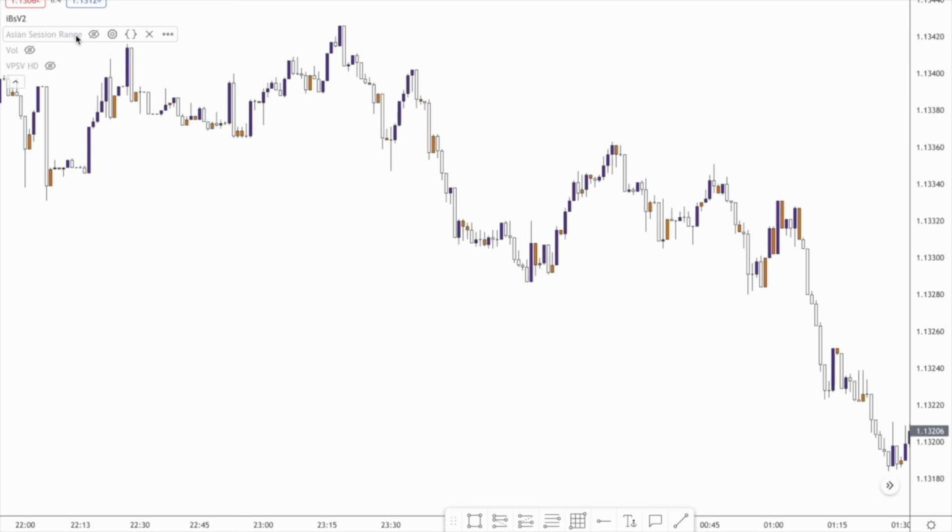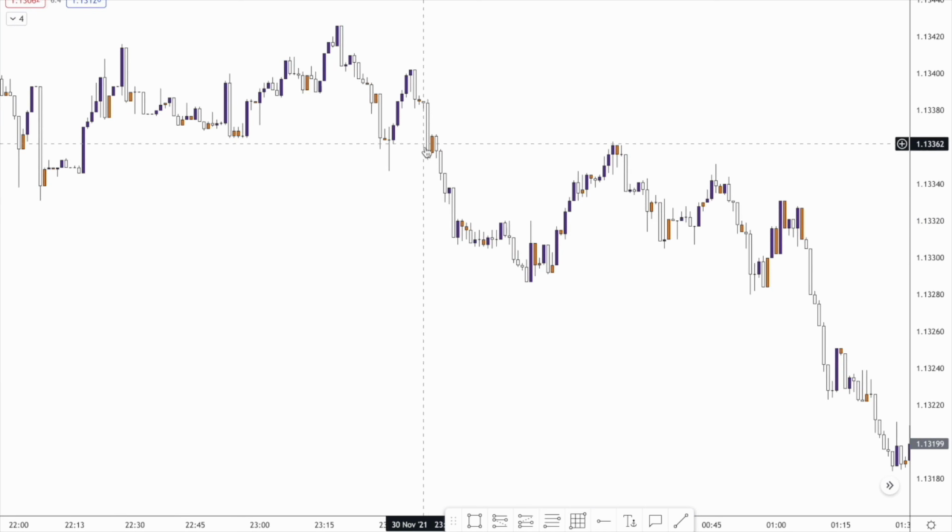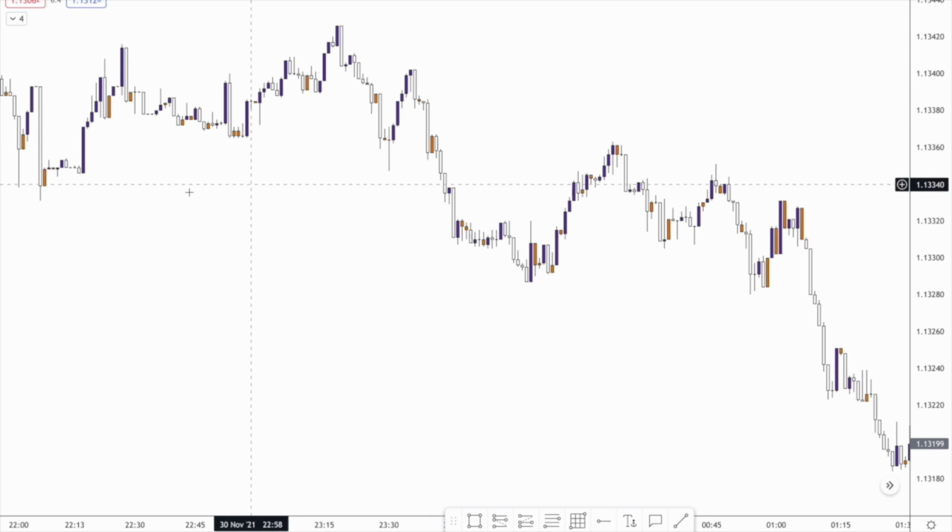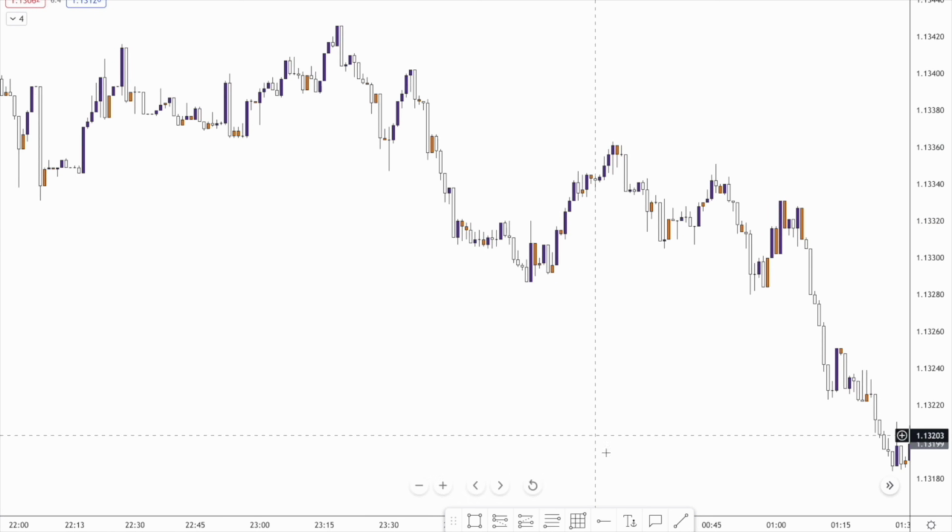Now, the indicator that I use for identifying inside bars and just making it a bit quicker and easier to spot them is this one here, IBS V2. Once you've added that indicator to your chart, you can change the inside bar to whatever colour suits your charts. Now, the reason I'm looking at this one here is because we've had the buy before an impulsive sell, and this is the one here that has broken this low, and it's also broken this low.